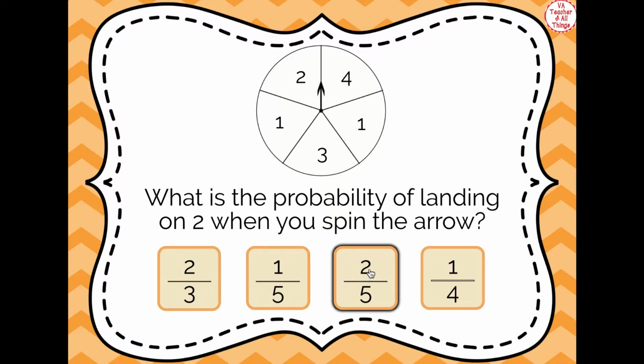Now, I understand this says 2, okay, but that would mean that there are 2 spaces that say the number 2. And there's only 1 space that says the number 2, so it has to be 1 space out of 5 total spaces.